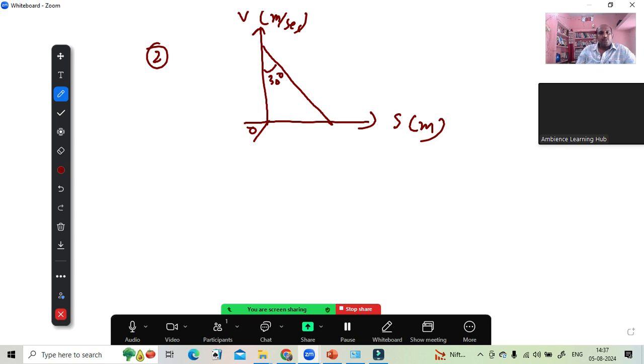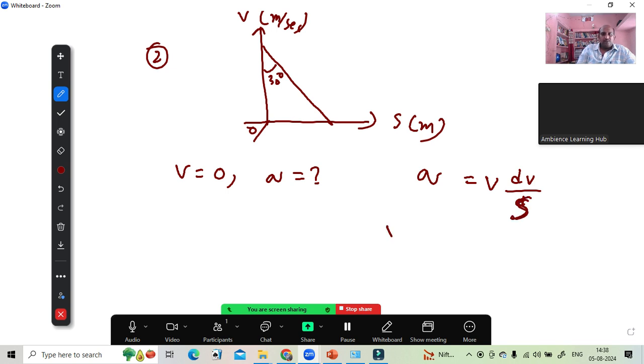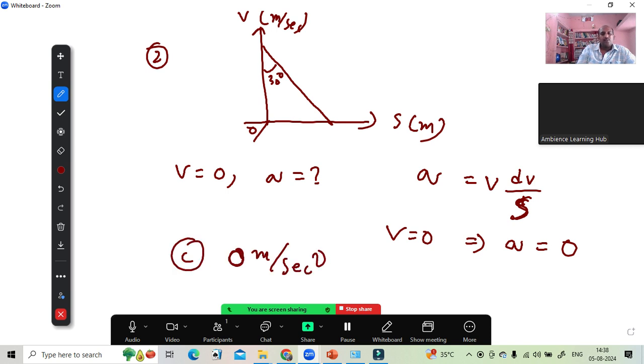Now they are asking us to find out the acceleration of the particle when speed is 0. So speed is equal to 0. So we know acceleration a is equal to v into dv by ds. If v is equal to 0, that implies acceleration also will be equal to 0. So we have option C, 0 meter per second square. It must be 0 meter per second square.